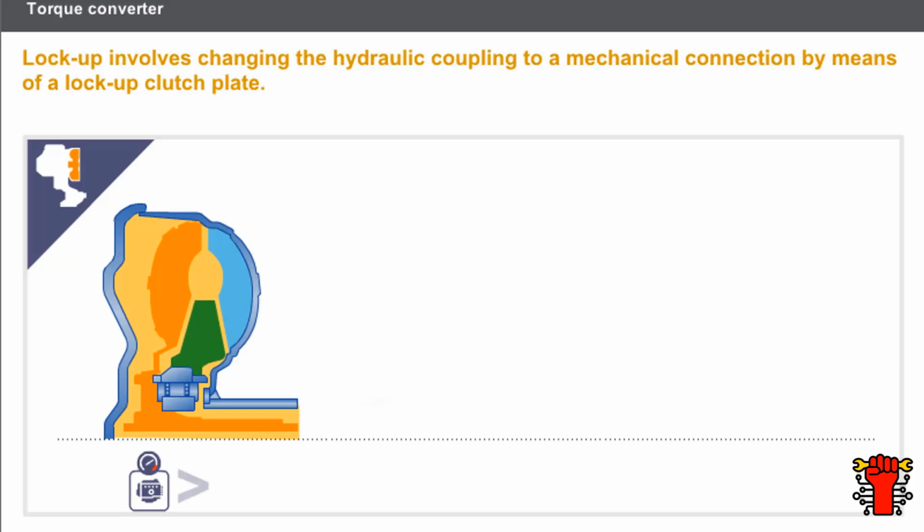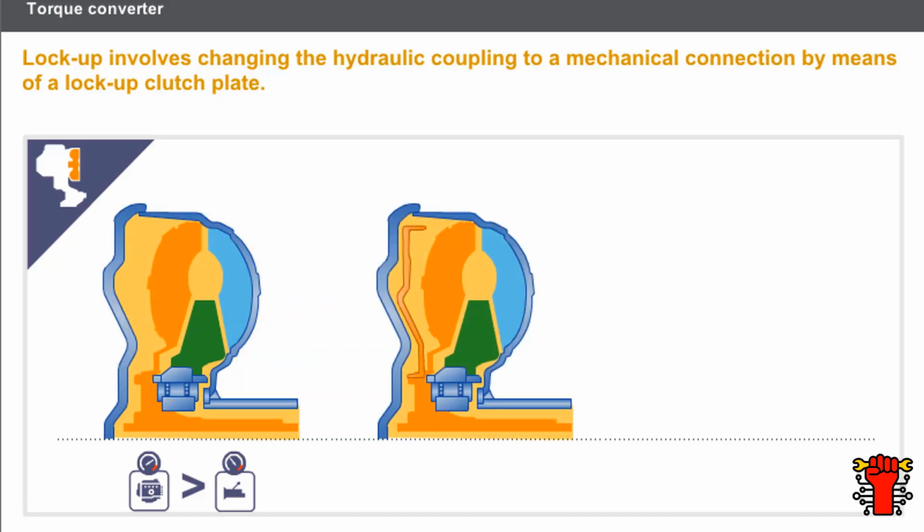During the converter's coupling phase, the engine speed is not the same as the turbine speed. Loss of driving power is due to the slippage that occurs in a hydraulic coupling between turbine and impeller. This slippage increases fuel consumption and reduces engine braking. Slippage is eliminated and the performance of the automatic transmission improved by fitting a lock-up clutch between the turbine and the torque converter body. Lock-up involves changing the hydraulic coupling to a mechanical connection by means of a moving plate.